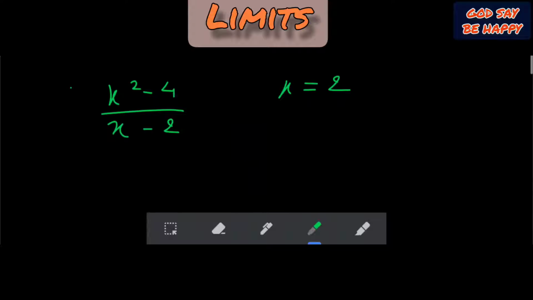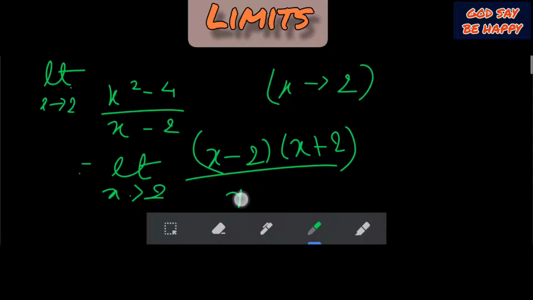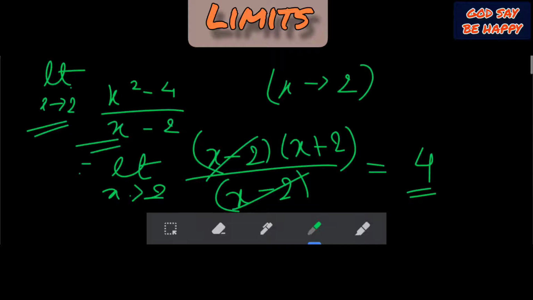But if we apply limit, x tends to 2, then what we will get is that here we will write limit x tends to 2. Here we have to eliminate. This is a square minus b square form, so we will write x minus 2 and x plus 2, and we will get x minus 2 in denominator, and we will cancel out this. Now we apply the limit and we get 4. So the limit of this at x tends to 2 is 4.